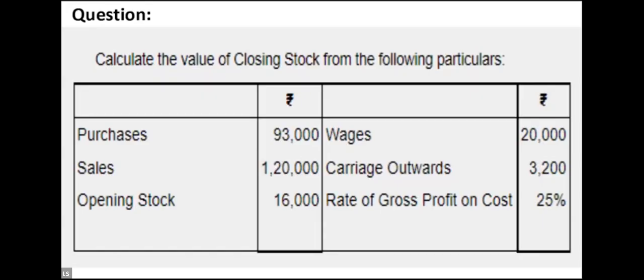Okay, so we will start our discussion from this question. In this question, it is required to calculate closing stock from the given information. We have the value of purchases, sales, opening stock, wages, carriage outward, rate of gross profit and cost. From all of this information, we need to find out the closing stock.